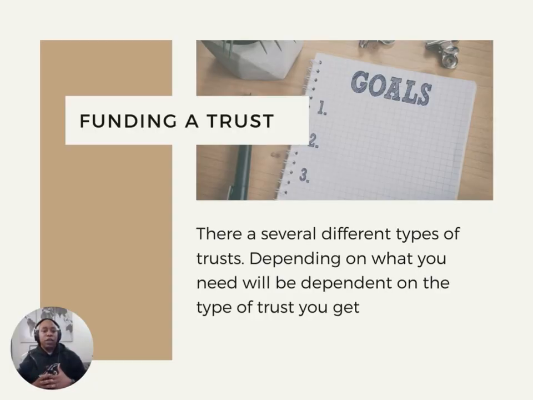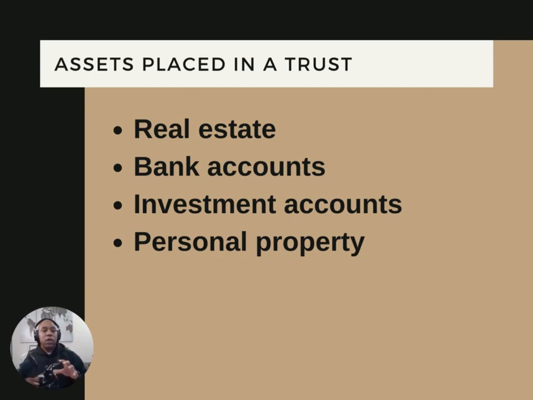Now, funding a trust. There are several different ways that you fund a trust, and depending on your needs, this is how you would simply put money, or excuse me, assign assets to the trust. These are the more common assets that are in a trust. So you have real estate, bank accounts, investment accounts, and then personal property, right? This could be houses, cars, businesses.